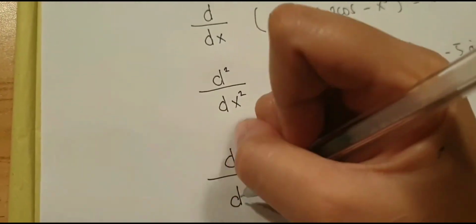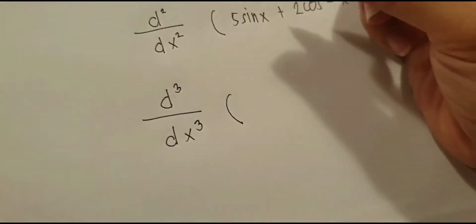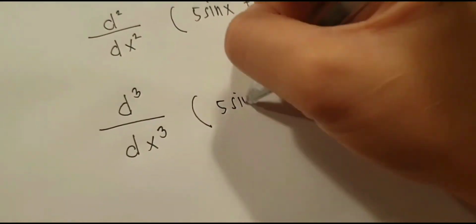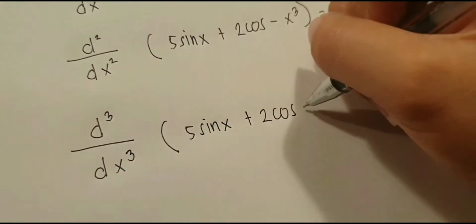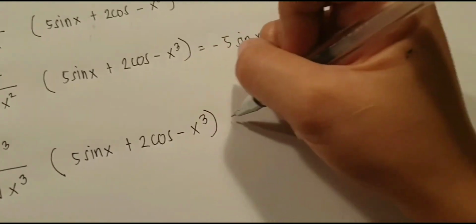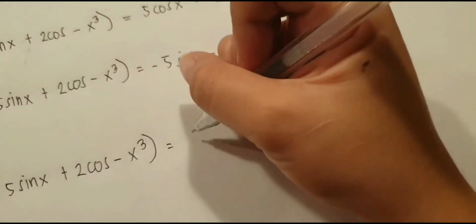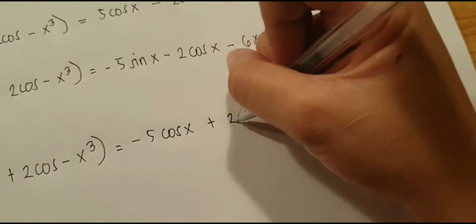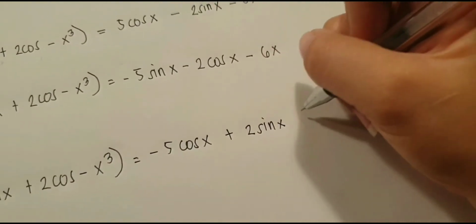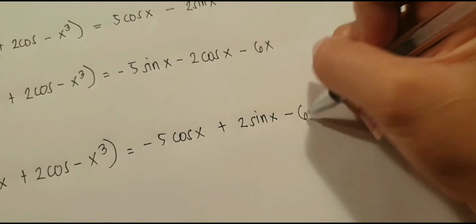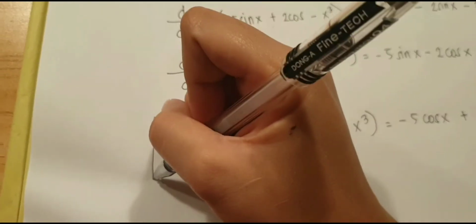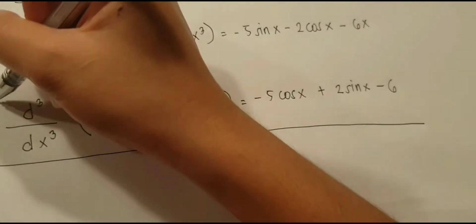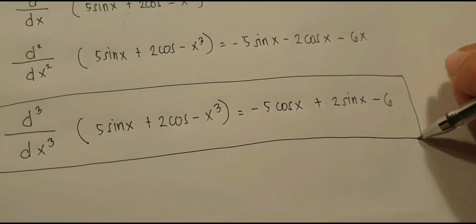So d cubed over dx cubed times the quantity of, again, copy the given, 5 sine x plus 2 cosine x minus x cubed is equal to, the derivative of negative 5 sine x is negative cosine x. Then for the negative 2 cosine x, it becomes positive 2 sine x. For the 6x is 6. So here is our third derivative function.